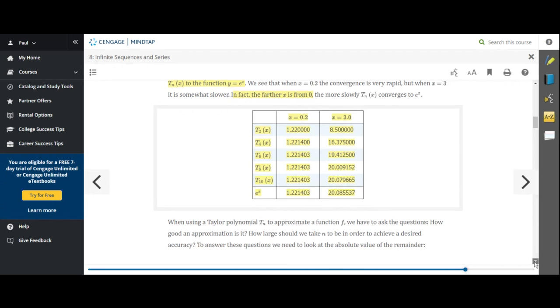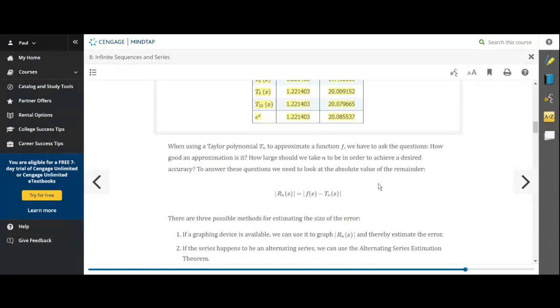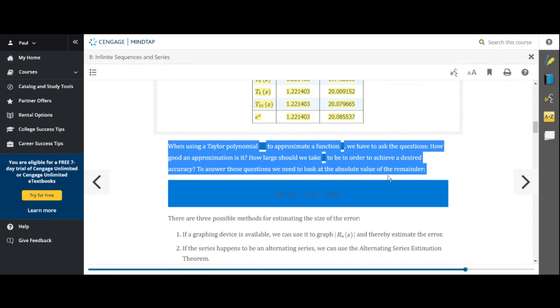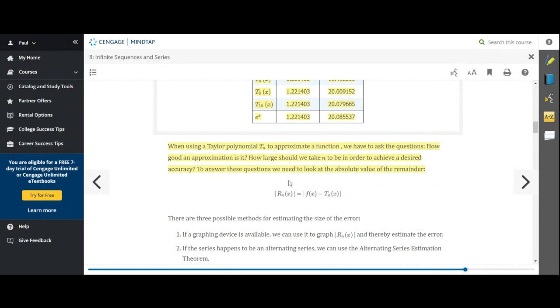Okay, and so this brings up the question then, how large should n be? First of all, and I'll highlight this in yellow, when using a polynomial to approximate a function, we have to ask how good is the polynomial approximation? How large should we take n in order to achieve desired accuracy? In other words, what should the degree be of our polynomial to get a certain degree of accuracy? Should we use a 4th degree polynomial, or would a 3rd degree polynomial work?